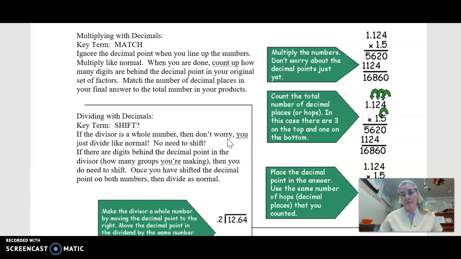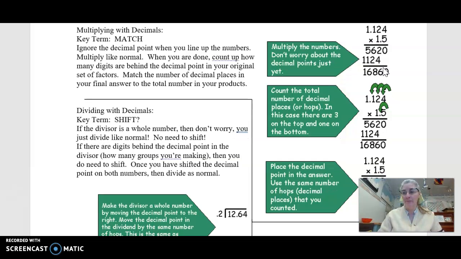So here's an example, 1 and 124 thousandths taken 1 and 5/10 times. Now, if you remember, I like to put in a little placeholder 0 here so I keep track of all of my numbers neatly. Sometimes when you are multiplying, you will get a calculated 0, especially if you're multiplying by 5s. So I like to put a little 0 in there so I remember that's a placeholder 0 for making sure everything is still lined up in the right place value.